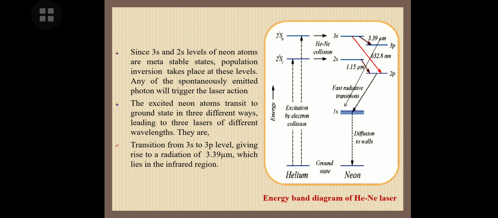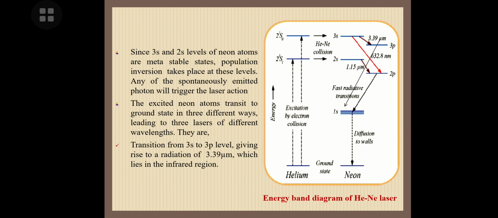The other two lights, 3.39 and 1.15 micrometers, are filtered out with the help of lens, and the only output we get is 632.8 nanometers or 6328 angstroms.